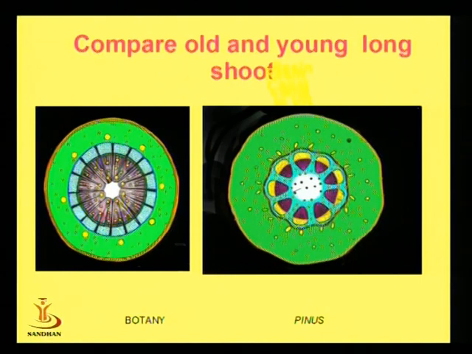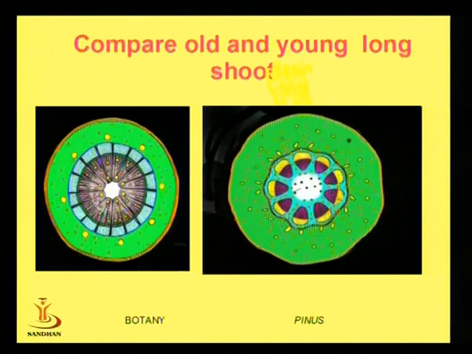While in the old one you can see very well there is a difference in the annual rings, that means autumn wood and spring wood. Secondly, there is a difference in the phloem also. Primary phloem is different in both. There is no difference in the cortex region. Cortex region is very common in both, whether it is a young or old long shoot.